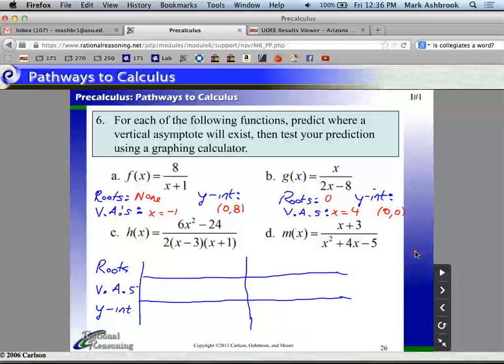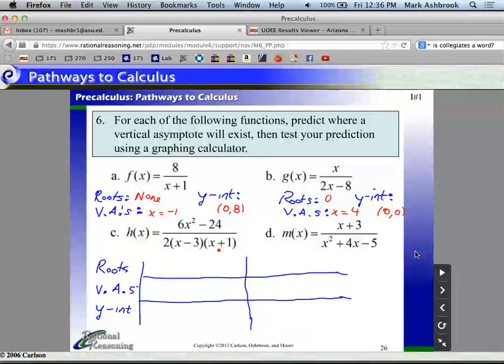How do you find the y-intercept? Because you said it's 0. Right, it's the value of y when x is 0.